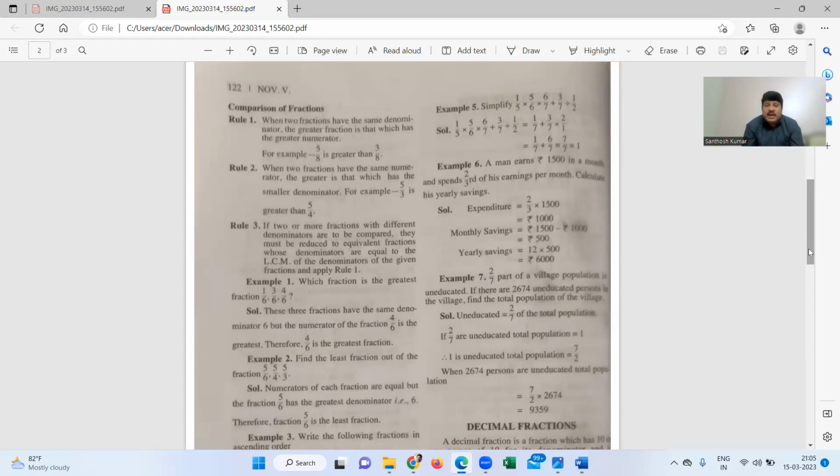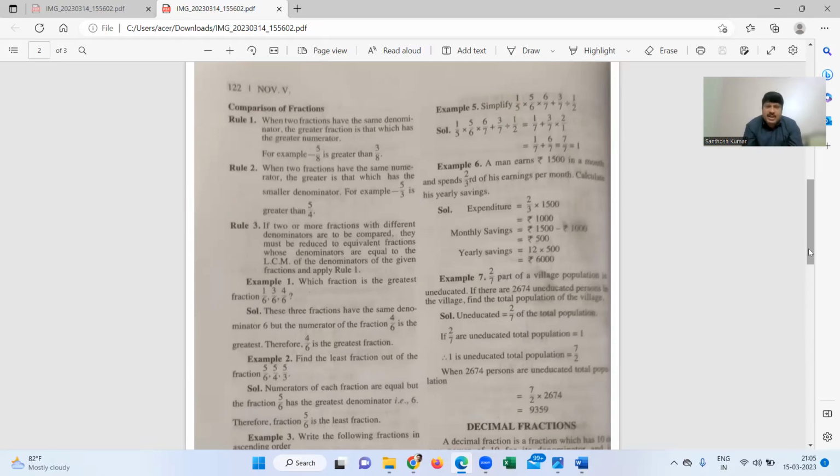Why? Because if the denominator is smaller, it is divided into a minimum number of parts. For example, if you have a chocolate, you have to share the chocolate among 2 members. This is one task. And the second task is you have to share the chocolate among 4 members. In which case will you get the bigger piece? If you share the chocolate among 2 members, only then you will get the bigger one. That means if the denominator is smaller, that fraction will become the greater fraction. So in 5 by 3 and 5 by 4, 5 by 3 is the greater fraction.